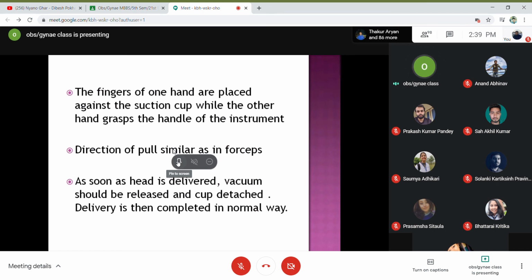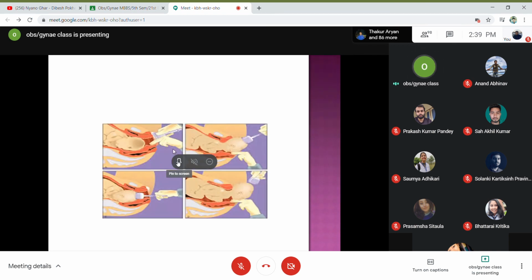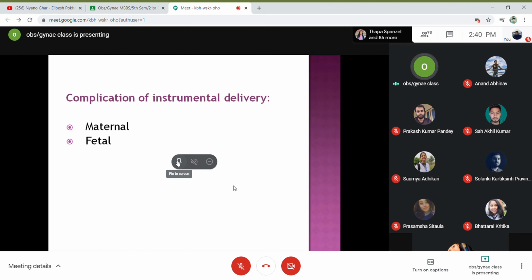We're just assisting, okay? This is basically how you apply the vacuum. This is the vacuum cup. You apply it on the skull and this is the direction of pull. Now coming to complications of instrumental delivery, complications can happen to the mother or they can happen to the baby. So it is divided into maternal and fetal complications.